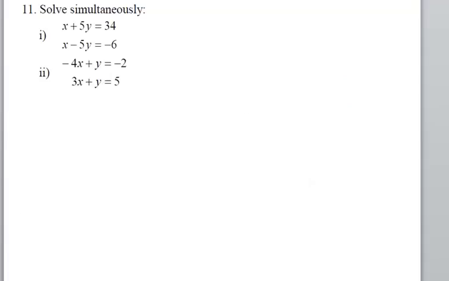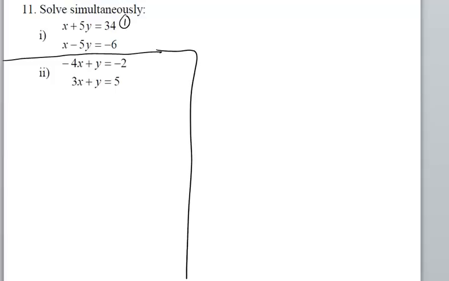Now looking at question 11, we're going to solve simultaneously. And again, we have a couple of different methods that we can use. So we'll just split this here. We're going to say that's equation 1 and equation 2. When we look at these, we've got an x in each, and we've got a 5y in each. So what we can do is equation 1 plus equation 2.